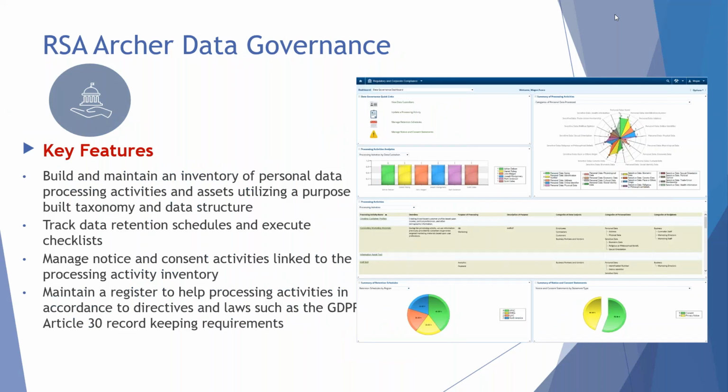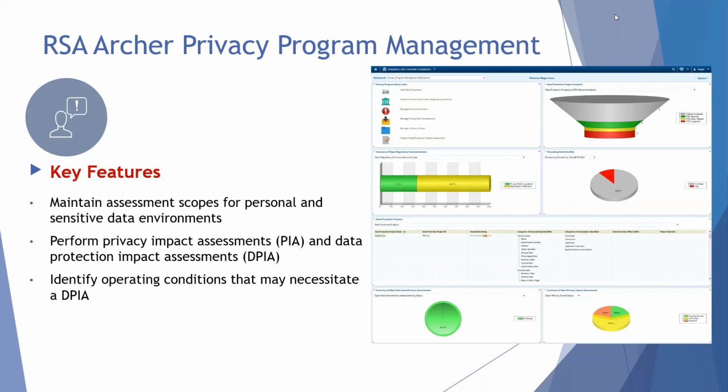The first being RSA Archer Data Governance, which is all about getting an understanding of what personal data processing activities occur within the organization, making sure that there's a clear view of things like retention schedules, the ability to run checklists, and making sure that notice and consent activities are captured accurately. That really provides that first pillar that we talked about earlier in the presentation.